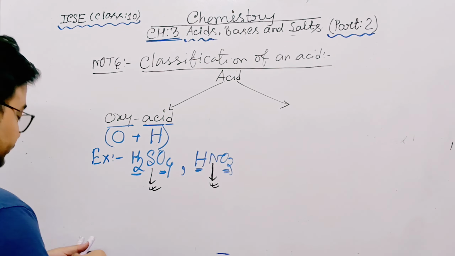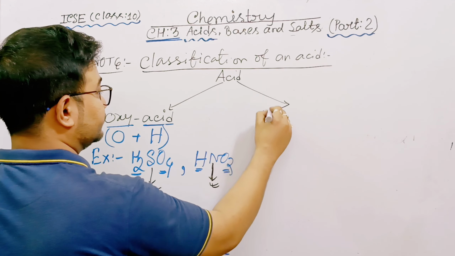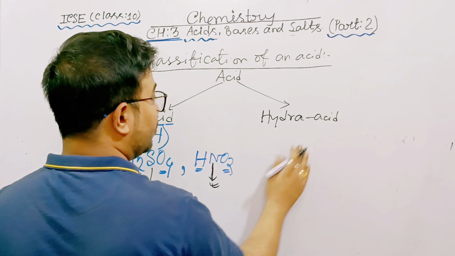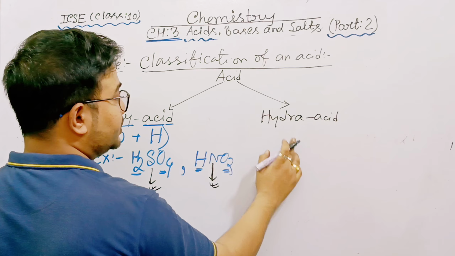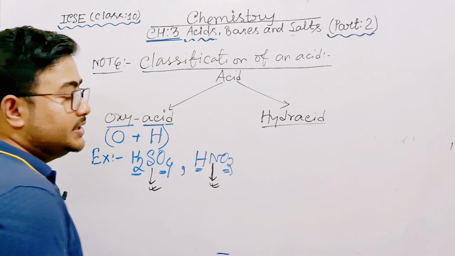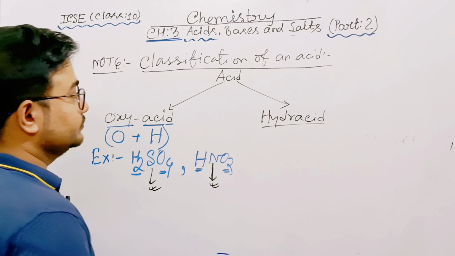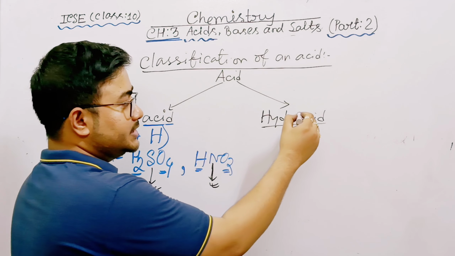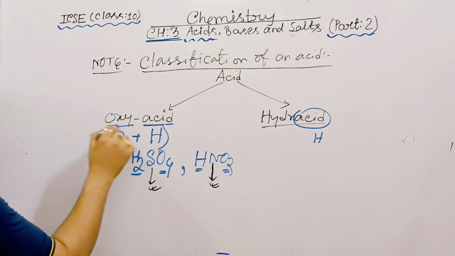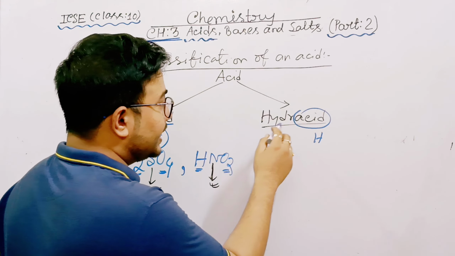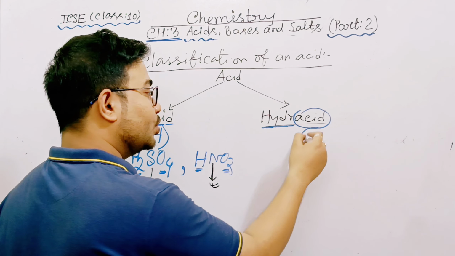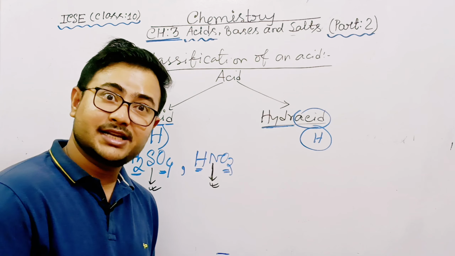Now next, hydra acid, or you can omit any one of these. A hydracid. Okay, give focus. Acid means compulsorily contains what? H. Same H. Here oxo, that is why oxygen. But here after hydrogen, hydra. So hydra means H. So here both are H. Do you understand the difference?